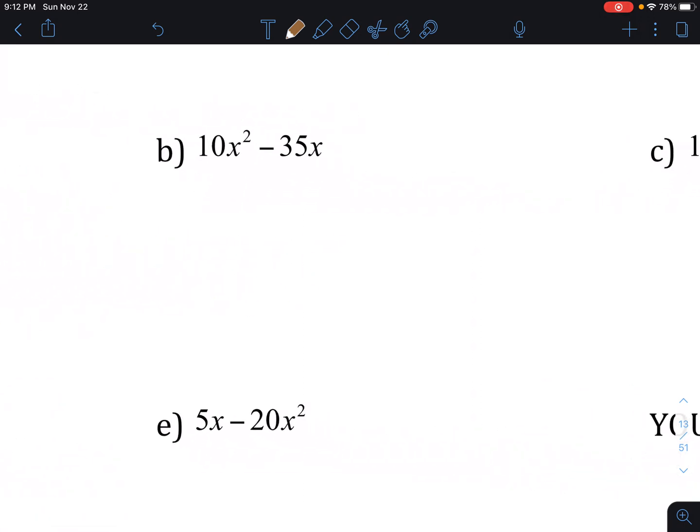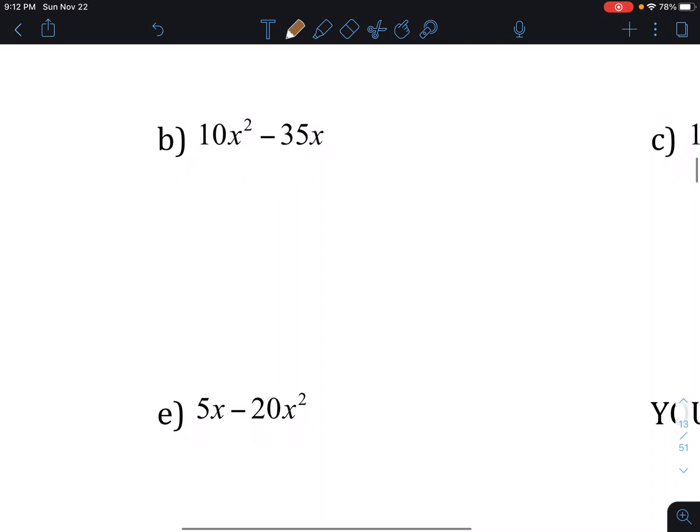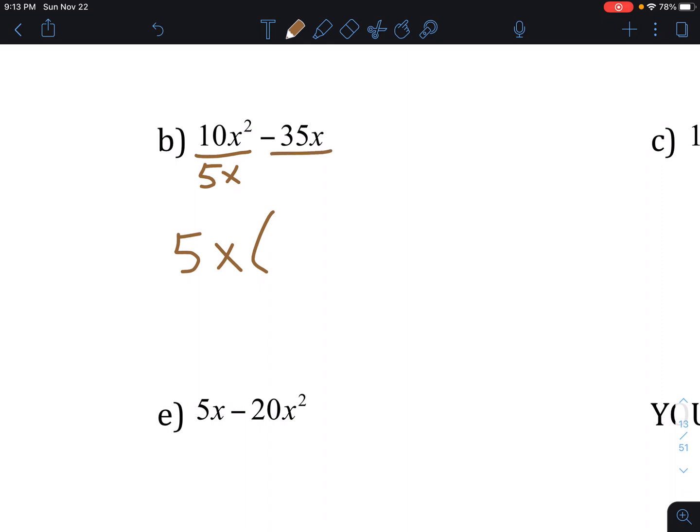Letter B, the GCF of 10 and 35. What's the biggest number that goes into both of them? It would be 5. X is common to both of them, so x squared or x, you go with the smallest x. So there's your GCF. Now we need to divide by our GCF. So 10 divided by 5 is 2. X squared over x is x. And then minus, the x's are equal here. They cancel. 35 over 5 is 7.